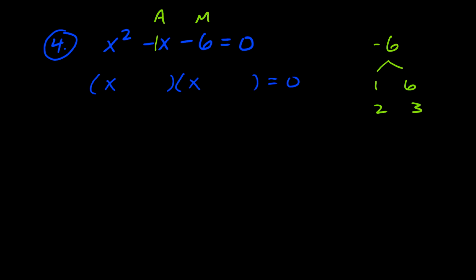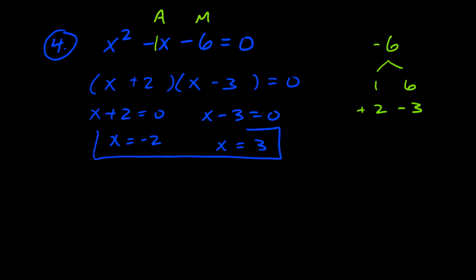And since it's negative, one of these signs has to be negative, so really we can say they're going to subtract to be -1. So 1 and 6 won't work, 2 and 3 will. To be a -1, I would need a +2 and a -3. So we'll go back here and put +2 minus 3. So either x plus 2 equals 0 or x minus 3 equals 0. So we have x equals -2 or x equals +3.